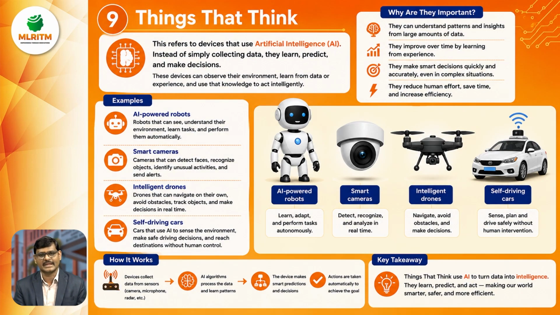Next is the Internet of Things that can think. This refers to devices that use artificial intelligence instead of simply collecting data, by learning, predicting, and making decisions. For example, AI powered robots, smart cameras, intelligent drones, self-driving cars. These are all examples of things that can think.